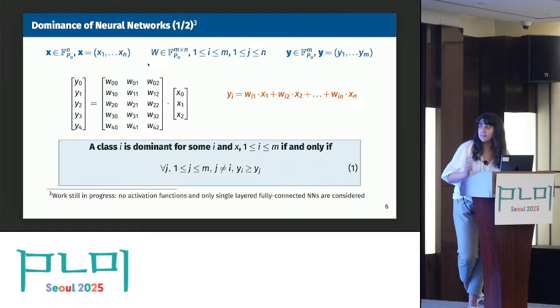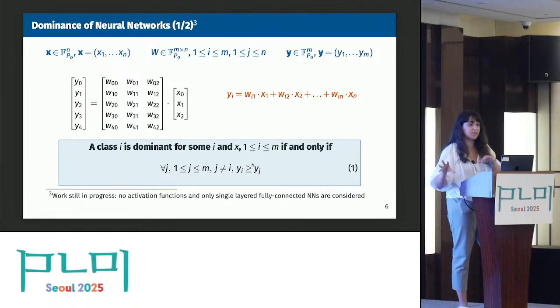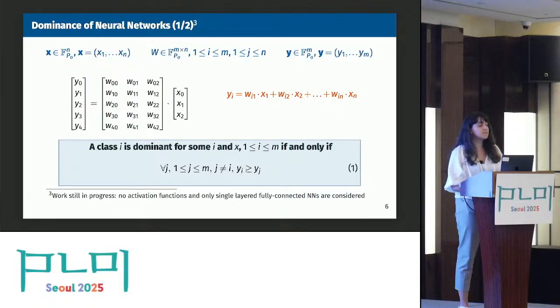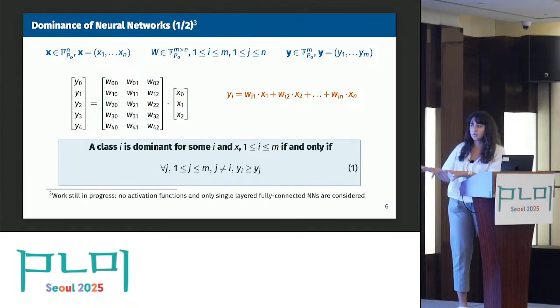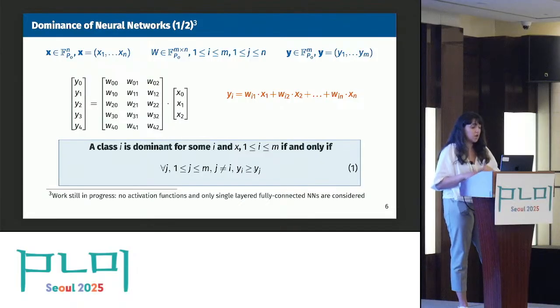So we say that a class i is dominant if, for example, we have two classes, i and j, and the output, or the score, of class i is greater than or equal to the output of class j. So this is the basic definition of dominance. In this work, I'm just going to talk about dense layers. I will not present activation functions, and I will focus only on single-layered, fully connected neural networks.